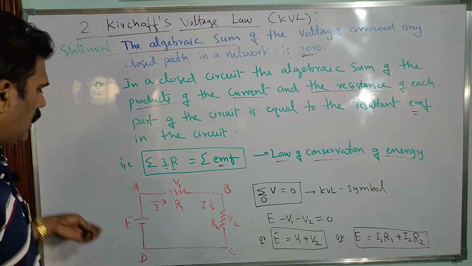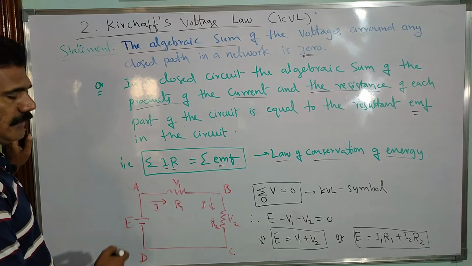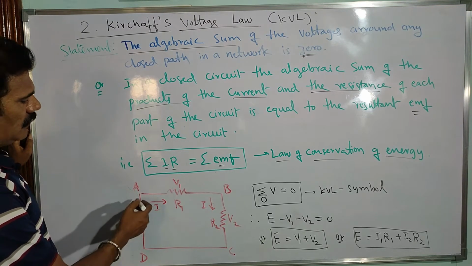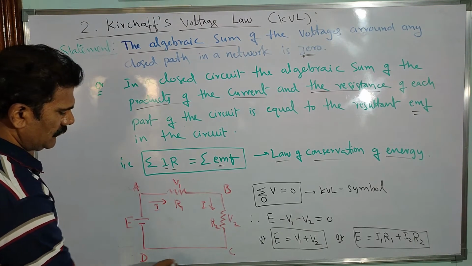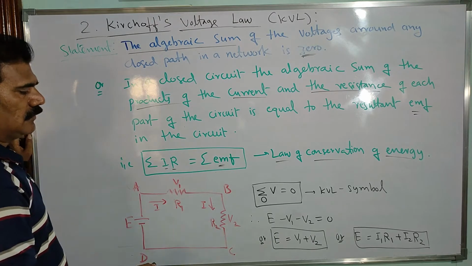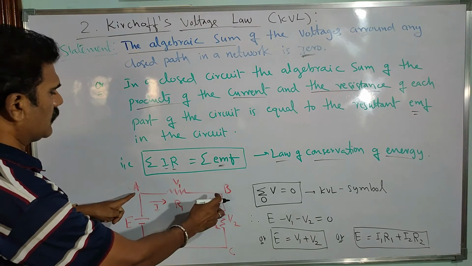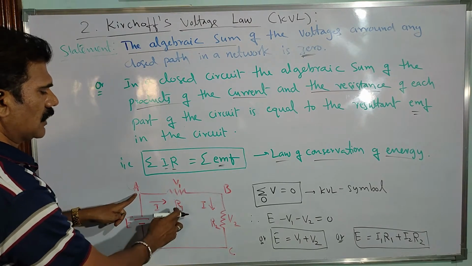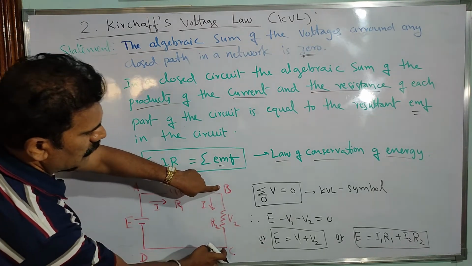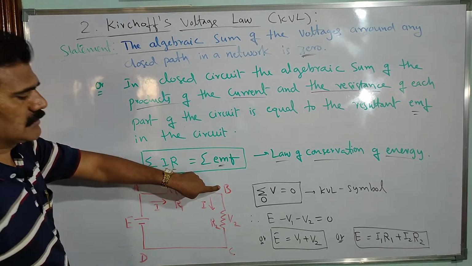To understand Kirchhoff's voltage law, let us consider a simple circuit. We have a supply voltage EMF E, and two resistors connected in series, R1 and R2. We can consider the branches: AB is one branch consisting of the resistor R1, and BC is another branch of the circuit consisting of the resistor R2.